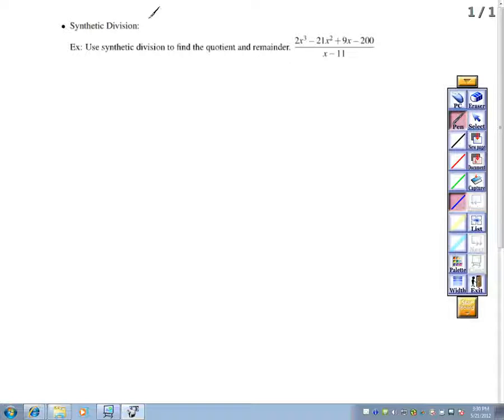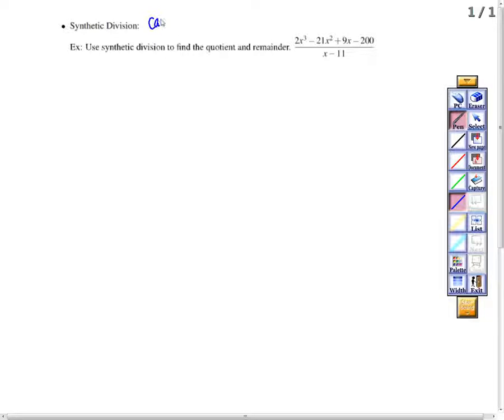Okay, I can only use synthetic division if I'm dividing by x minus c or x plus c. The coefficient of x has to be 1. If not, we have to make some adjustments. We will discuss that at some point later. Okay, so I have that here though. I have x minus 11, so my c is 11. That's what I'm going to divide by.